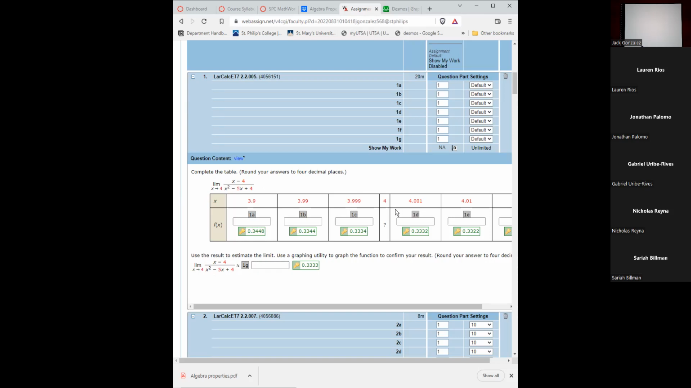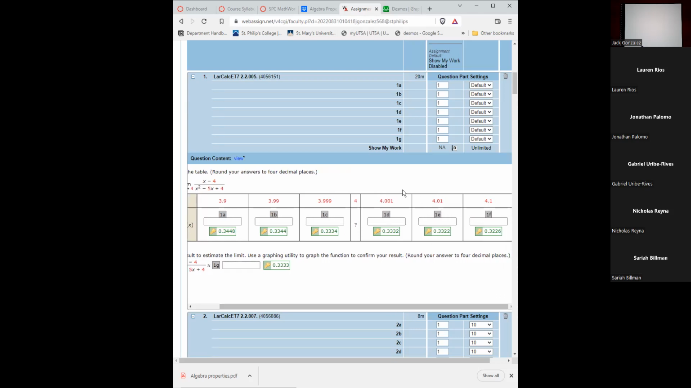Left meaning below the value, the negative direction. And then the right side, meaning the positive direction. They're getting closer and closer to 4: 4.001, 4.01, etc. See how that's almost there, right? And they're plugging these values into this function, and they're trying to see what is the number that it's approaching from both sides. You see that? So they're both approaching the number 0.333.